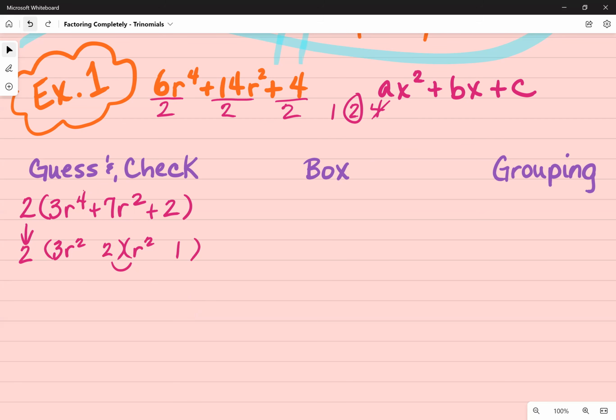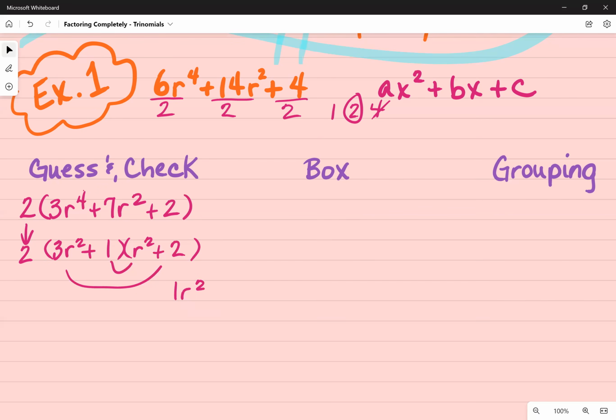I know that the 3 times 1 is correct. I know that 2 times 1 is correct, but maybe the order is incorrect. So let's change it around, 1 and 2. And let's just say we're going to assume they're both positive. And they are. Let's see, 1 times r squared is 1r squared.